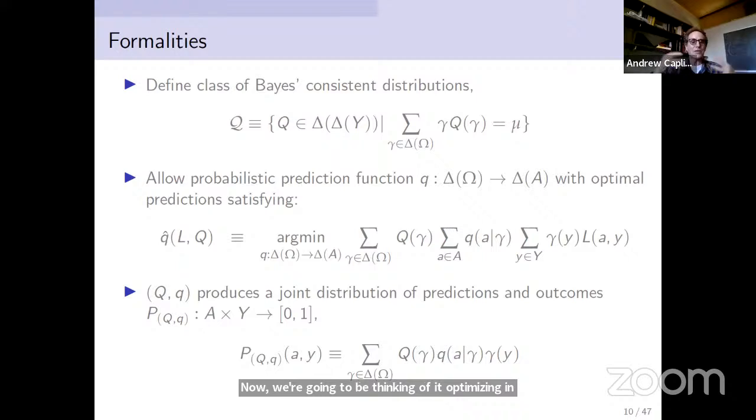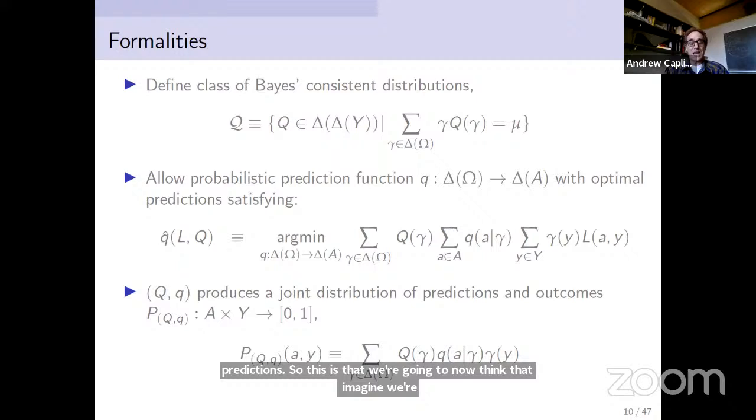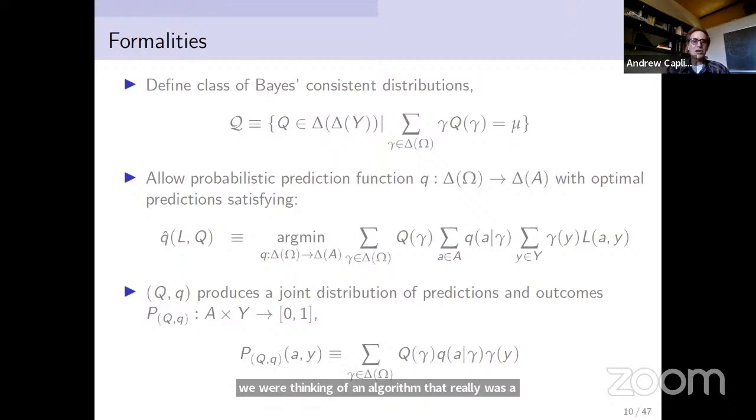So imagine we were thinking of an algorithm that really was a Bayesian. We'll say, well, what it would do in Q hat of LQ, the second line, given any loss function and any form of learning, it would pick its predictions to minimize expected losses, which is that big triple sum on the right-hand side. Summing across the truths, the Y's, summing across the A's, summing across the gammas, according to how likely they are.